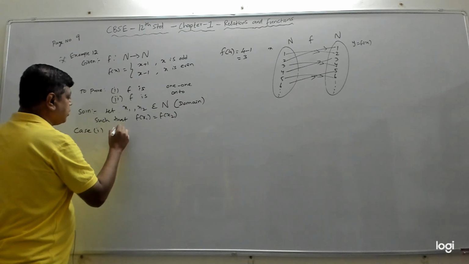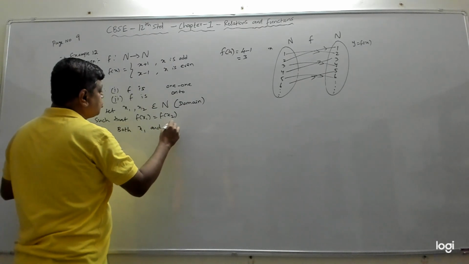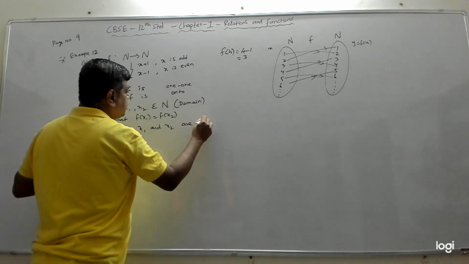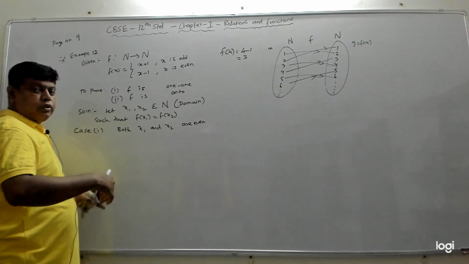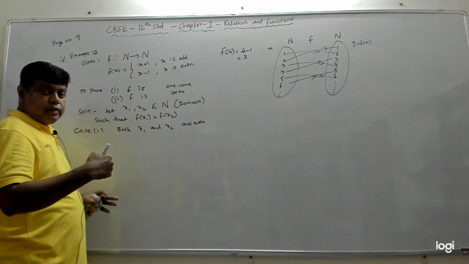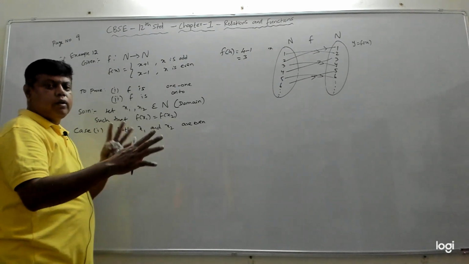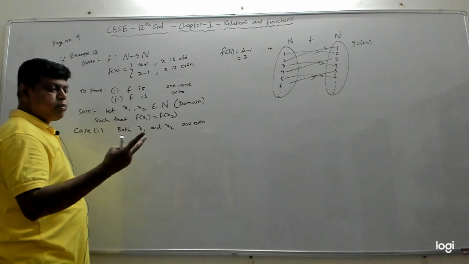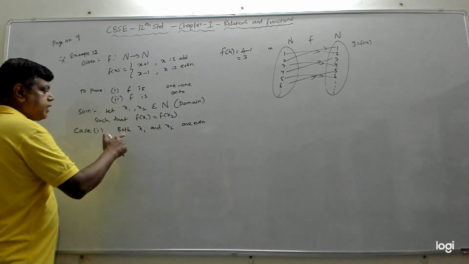Case 1 is both x1 and x2 are even. Both are even, what happens? Then we should have another case where both are odd. The third case is one is even, one is odd. Anything can be even, anything is odd, then what happens? So that will cover all the possible combinations. When you have two numbers, either both are even, or both are odd, or one is even and the other one is odd. So the first case is when both are even.